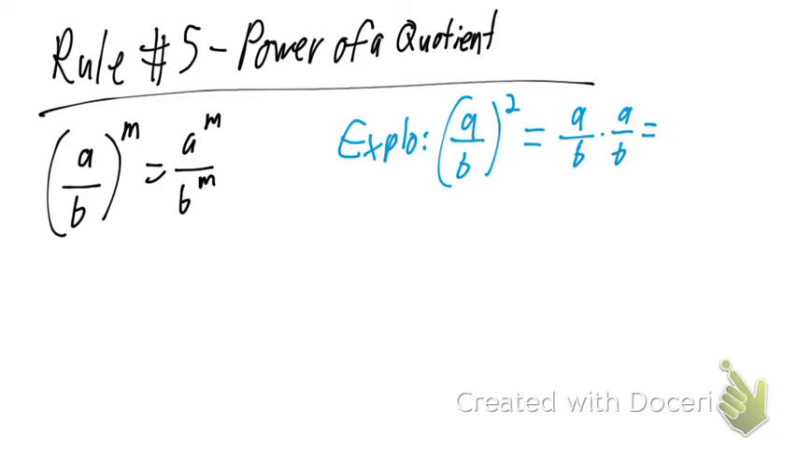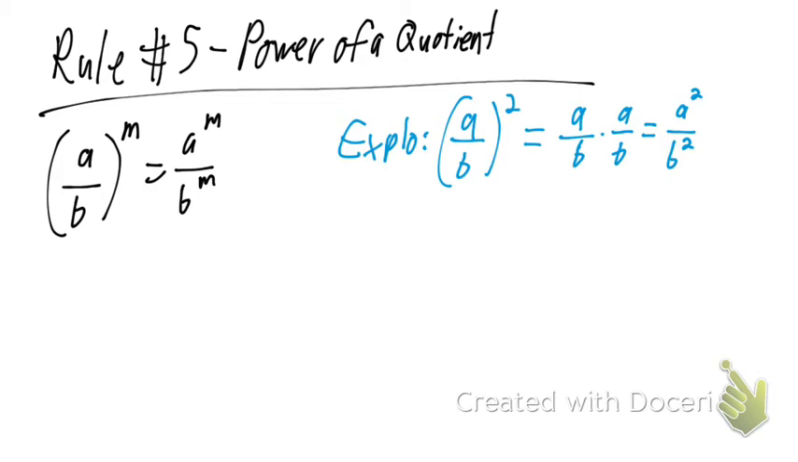A divided by B times A divided by B. We have 2 of them multiplying together. That's what square means. So when you multiply fractions, we multiply straight across, right? What's A times A? A to the second. We add the exponents, 1 plus 1 is 2. What's B times B on the bottom? B to the second.